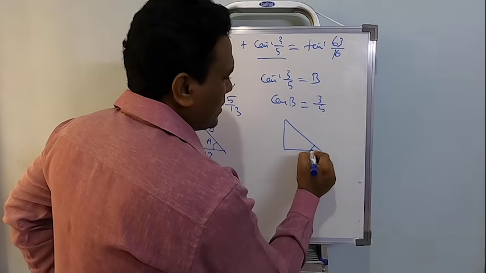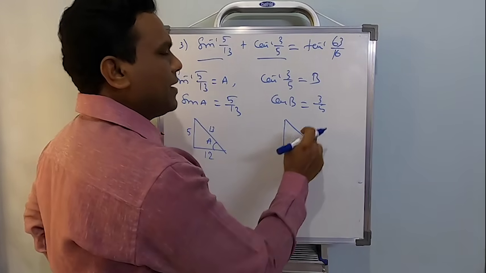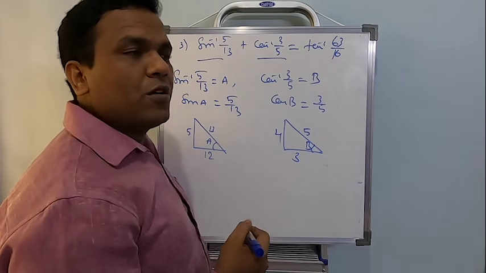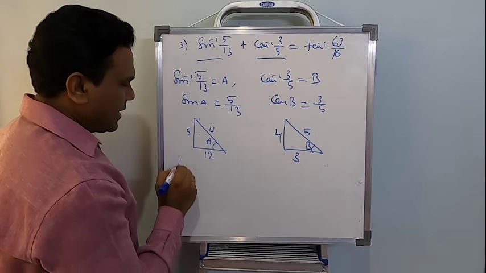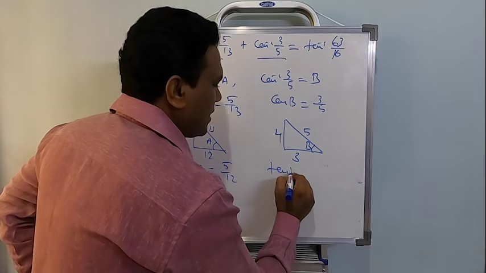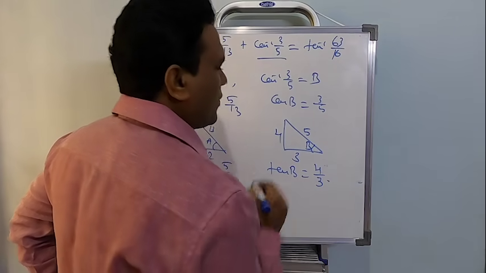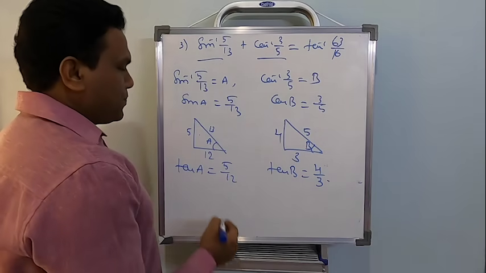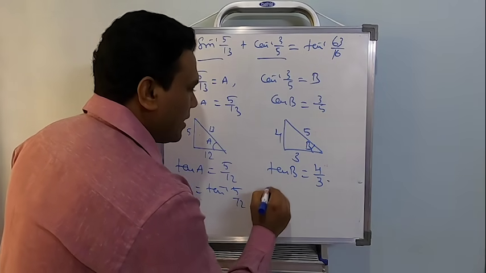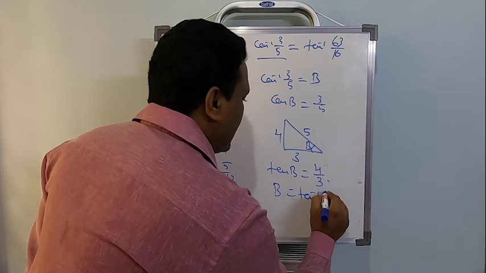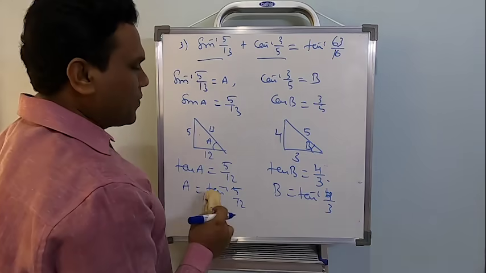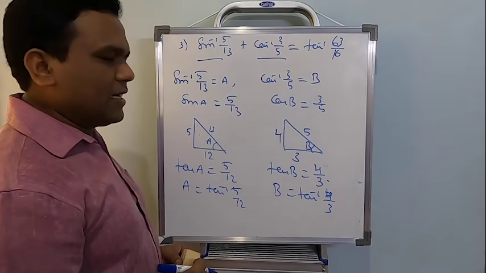Now here also, this is angle B, so this will be 3, this will be 5. 25 minus 9 is 16, square root of 16 will be 4. What do you want from both? From both the triangles, define tan. So from this triangle, tan A is equal to 5 by 12, and from this triangle, tan B is equal to 4 by 3. That's fine. Now this further can be written as A is equal to tan inverse of 5 by 12, and B is equal to tan inverse of 4 by 3. So I have converted both the terms in terms of tan inverse because my required answer is in terms of tan inverse. That's fine?